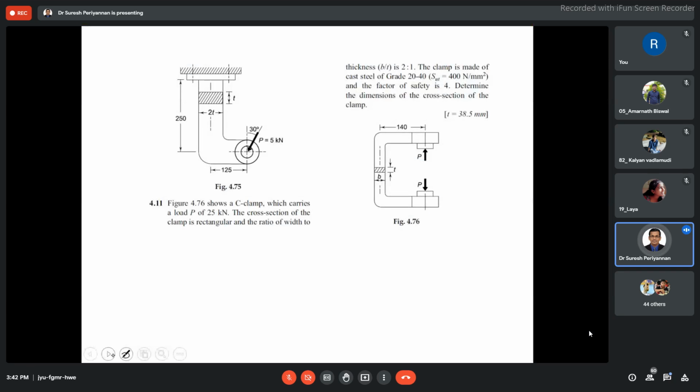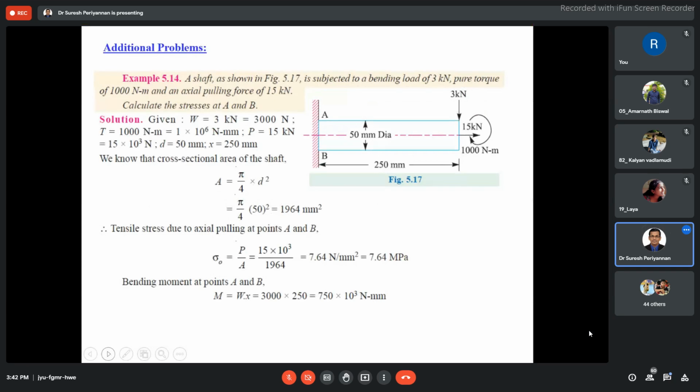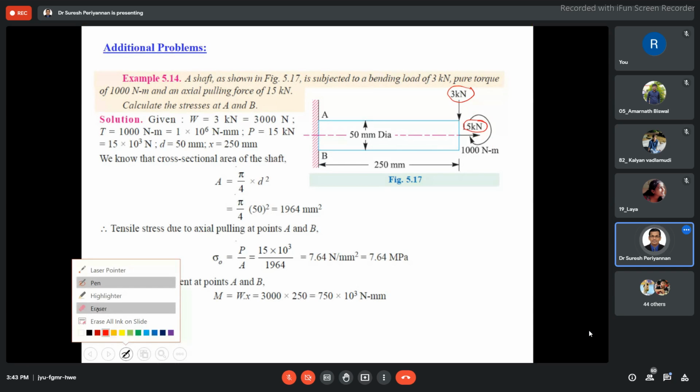And now I come to this next problem. Each problem is very important. Now see here, in this problem there are a direct tensile load, a direct bending load, and the torsion moment. The shaft is subjected to a bending load of 3 kilonewton, a pure torsion moment, torque, of 1000 Newton meter, and the pulling force, which is nothing but a tensile load, of 15 kilonewton. So different types of load are acting here.